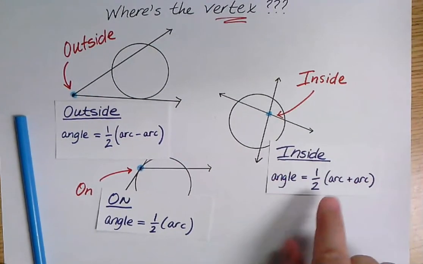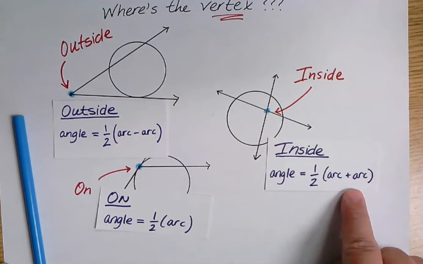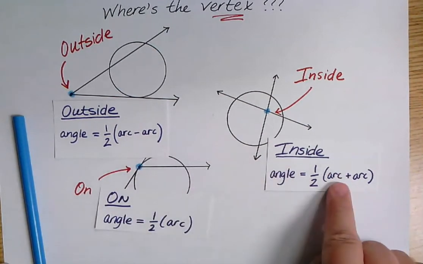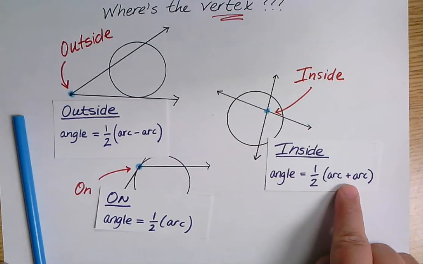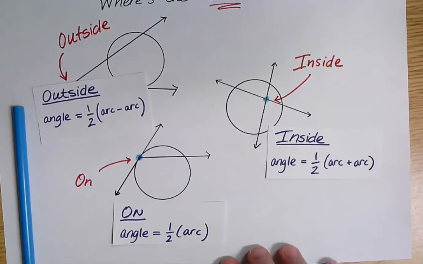Inside, when the vertex is inside the circle, the angle measure is half the sum. Difference is subtract, sum means add. I'm going to add the two arcs. What do I mean about the two arcs? We'll talk more about that. But when we have our angle inside the circle, we're going to have two intercepted arcs. And then finally, when the angle vertex is on the circle, it's kind of like an inscribed angle. We only have one intercepted arc, and the measure of our angle is just half the measure of the arc. So these are the big three scenarios and also the equations that we're going to use for each scenario.